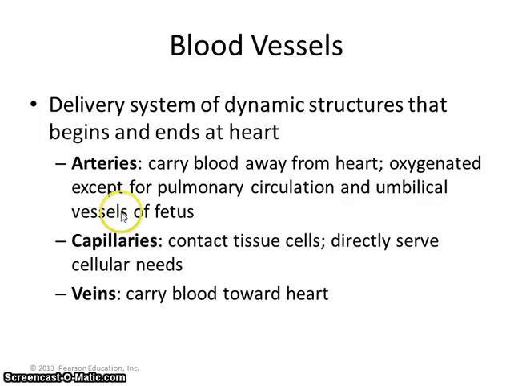After arteries, going away from the heart, we have capillaries. These are a single layer of cells, very thin, where we have the actual gas exchange, nutrient, and waste exchange between the blood and our cells. And then after that gas exchange occurs, the blood needs to return to the heart so it can get pumped out again. And it returns to the heart through veins.